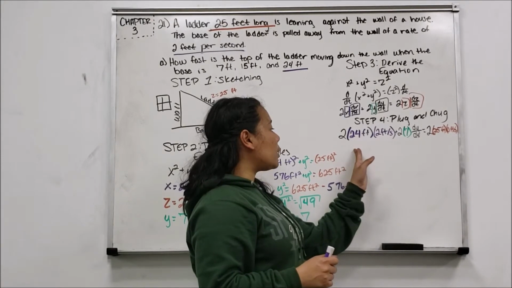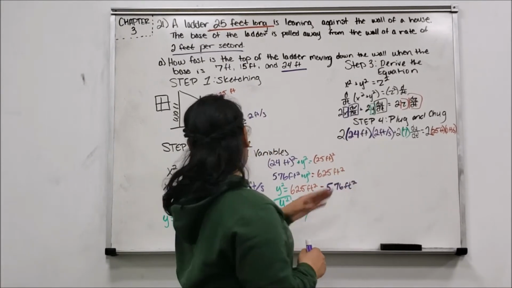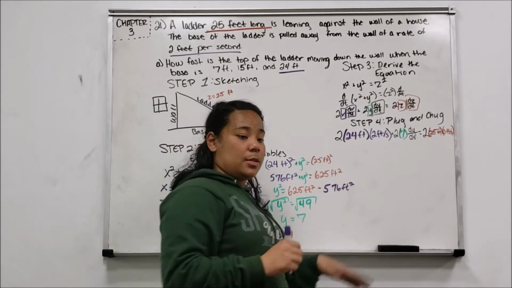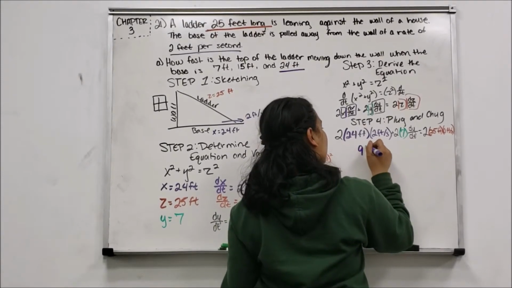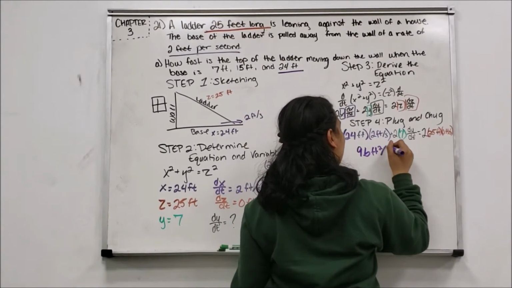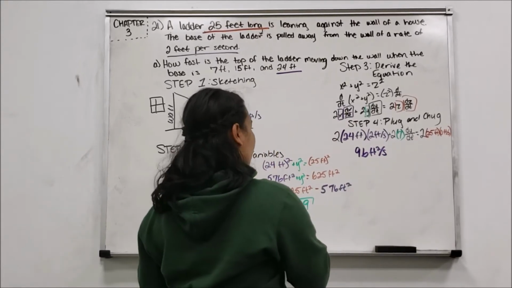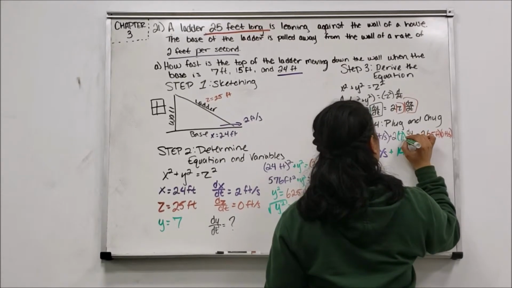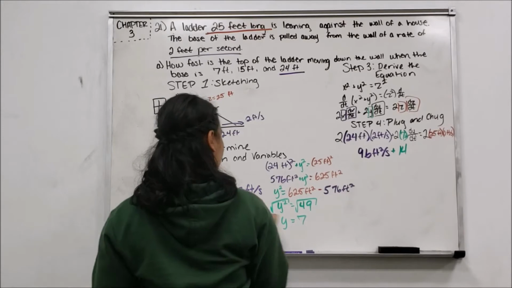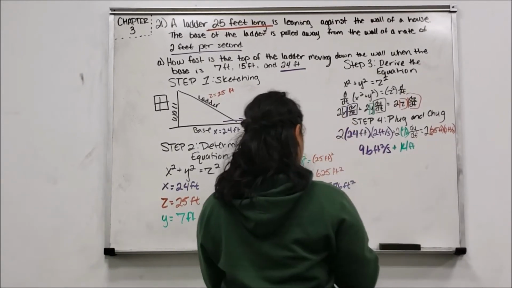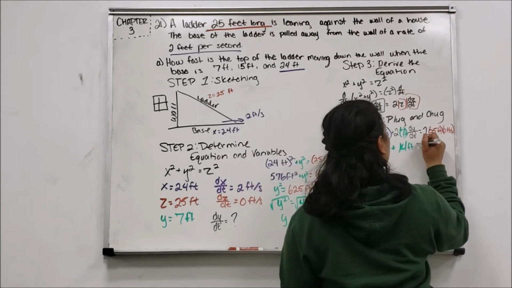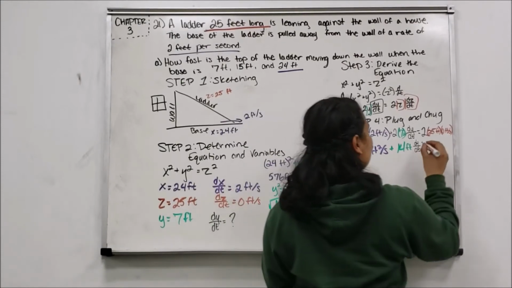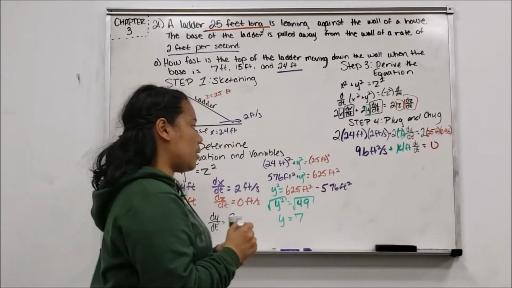So 24 times 2 is 48. 48 times 2 is 96. So I have my 96 here, feet squared per second. Plus 7 times 2 is 14, 14 feet for our dy dt equals 0, because we have the 0, and of course that means 0.